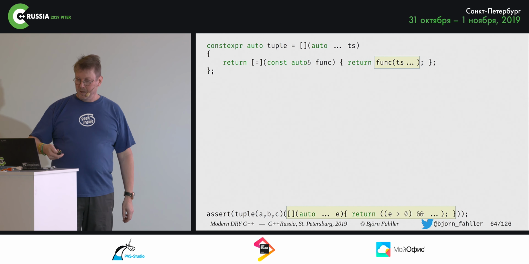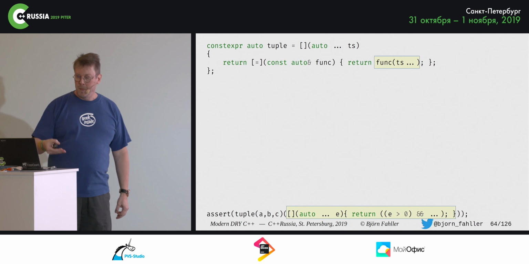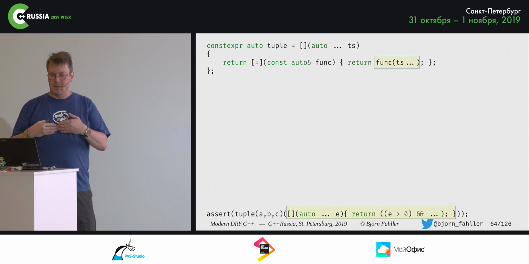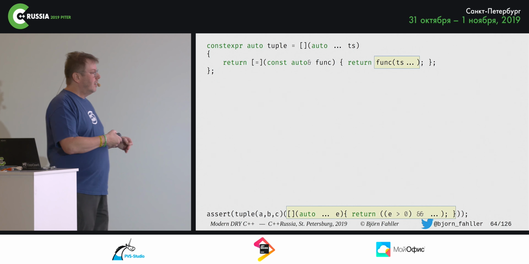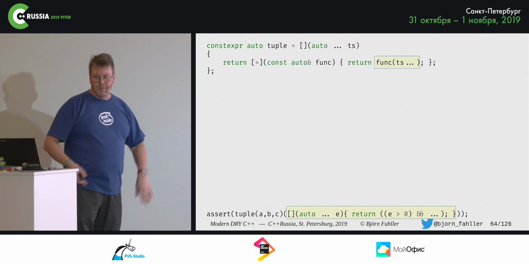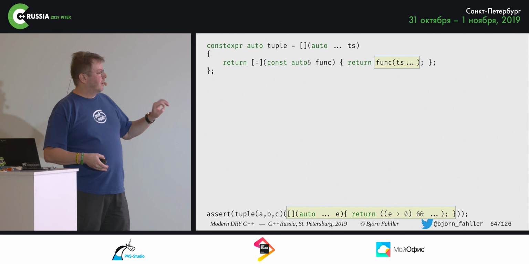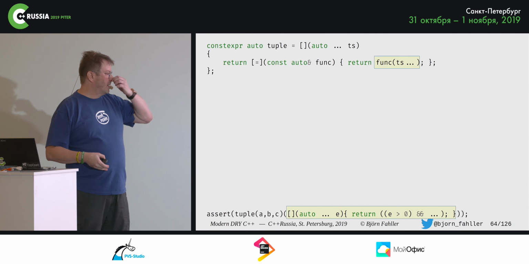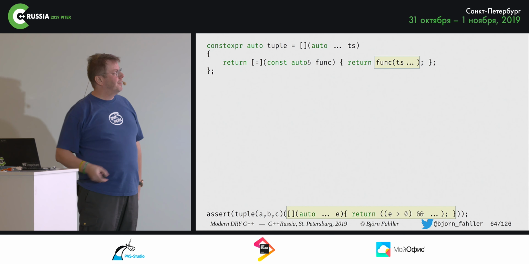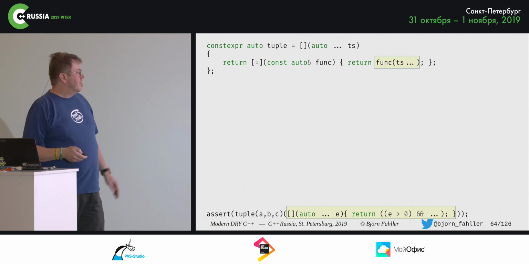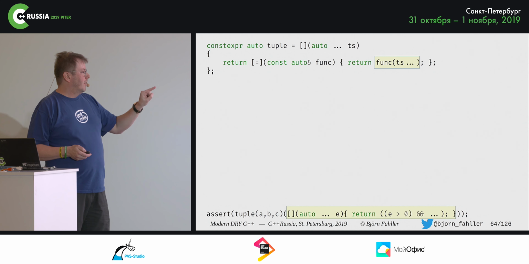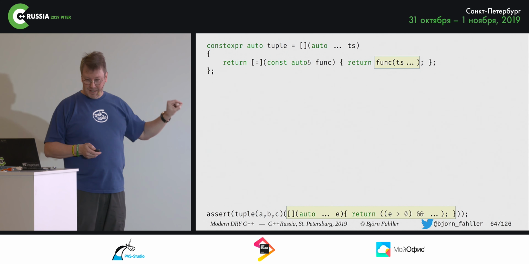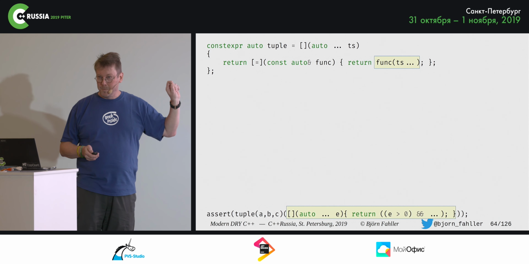Yeah, so in this case, we call this tuple with this lambda that does the fold expression that you've seen before, where each element is greater than 0, logically ANDed together. So this last line reads A greater than 0 and B greater than 0 and C greater than 0. Right?